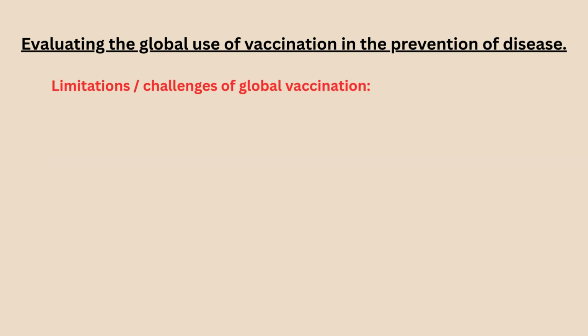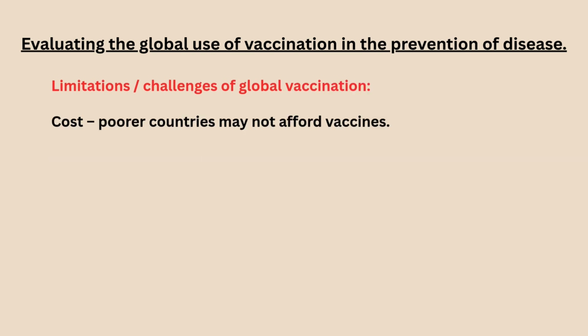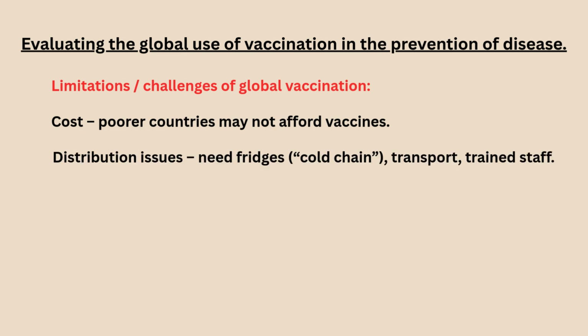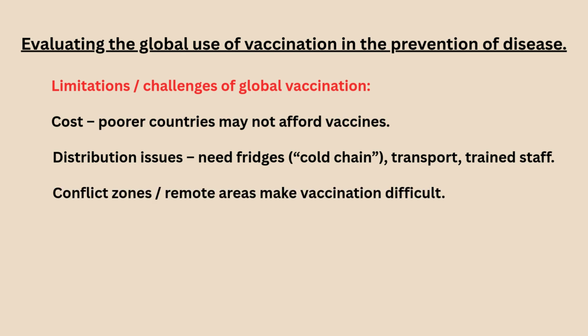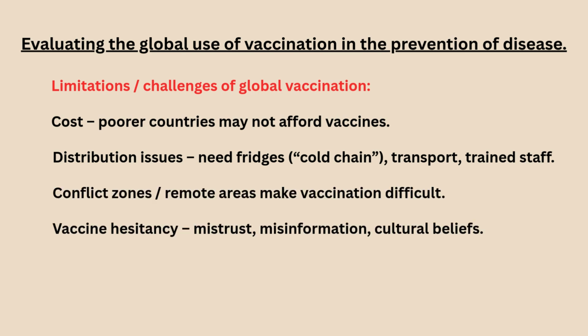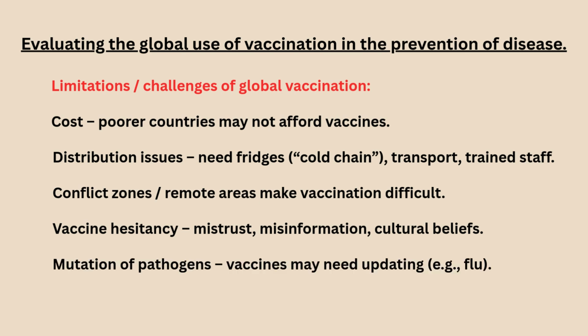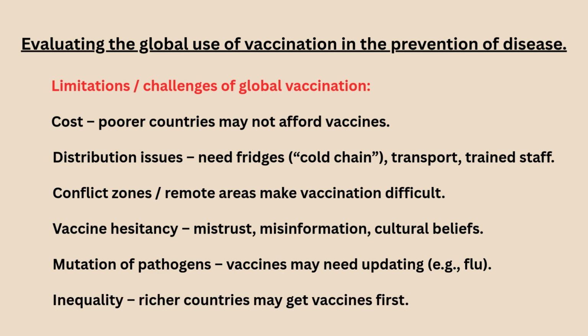Limitations are the challenges for global vaccination. Cost. Poorer countries may not be able to afford vaccines. Distribution issues. We need fridges, transport, trained staff. Conflict zones or remote areas make vaccination difficult. Vaccine hesitancy due to mistrust, side effects, misinformation or cultural beliefs. Mutation of pathogens. Vaccines may need to be updated, such as the annual flu vaccine. And inequality. Richer countries may receive the vaccines first.